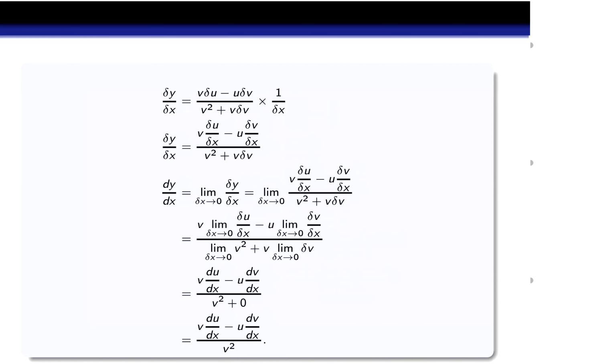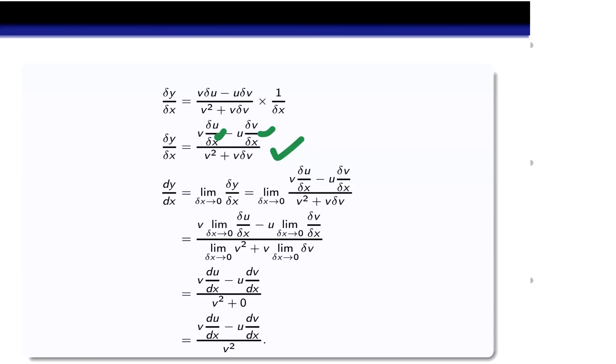When you're dividing like this, it's just one delta x. It's not like you're dividing each term through. So it's only dividing the up or down, or it's multiplying the down and dividing the up. That's one way to look at it. So now you have delta y over delta x equals (v delta u over delta x minus u delta v over delta x) all over (v squared plus v delta v).